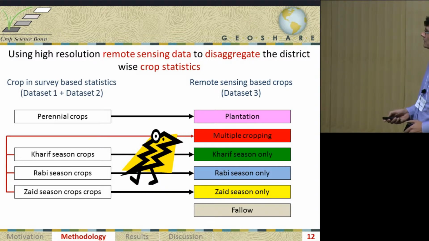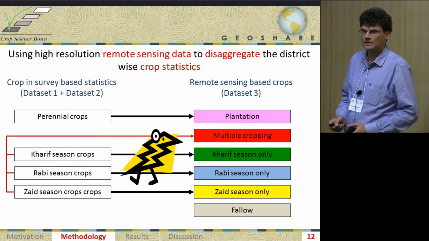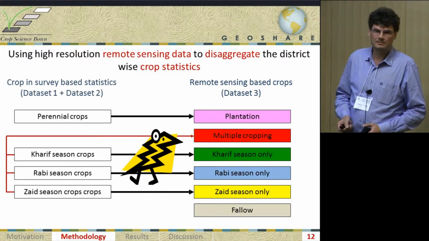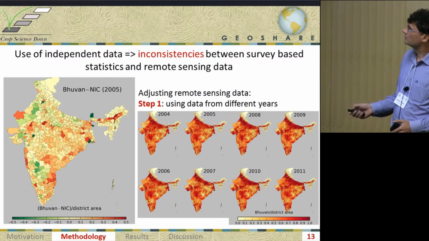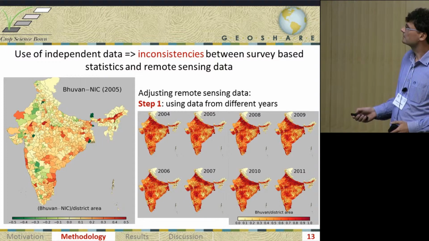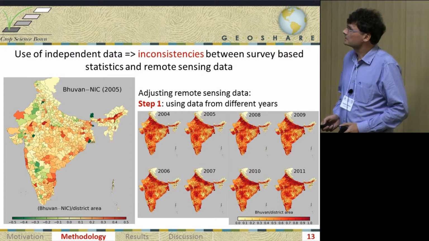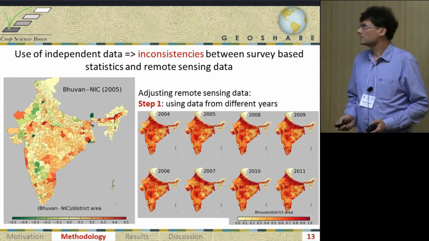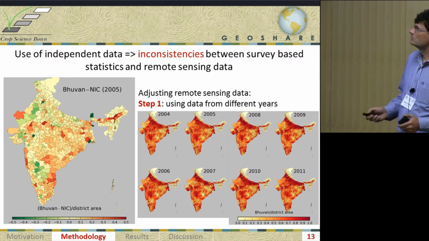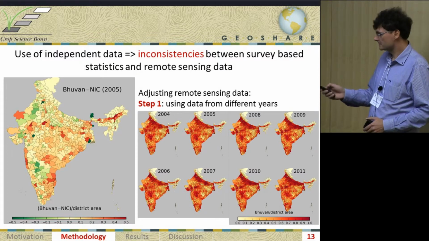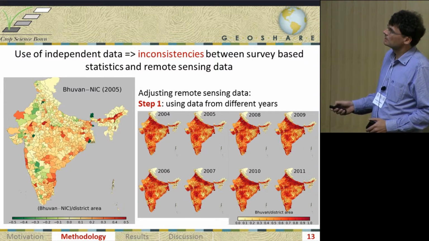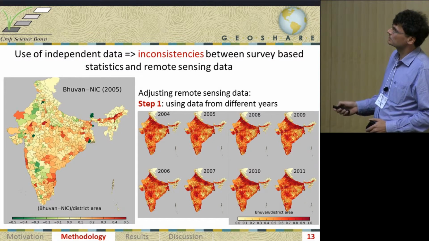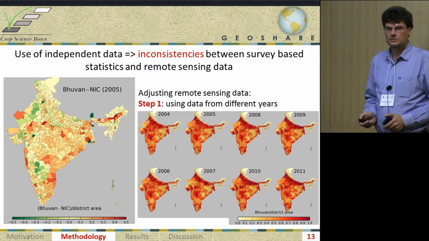So by doing this, we found out we got a big problem, because we use independent data, and these data were not consistent to each other. So it means we found big differences, as you can see here. This is the difference between the cropping area from these two products, from the remote sensing, which is called Bhuvan here, and the NIC statistics. And this is the difference between these two data sets related to the whole district area. So it's quite some difference.